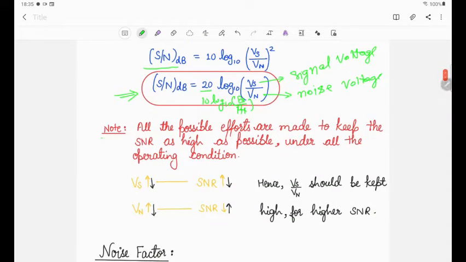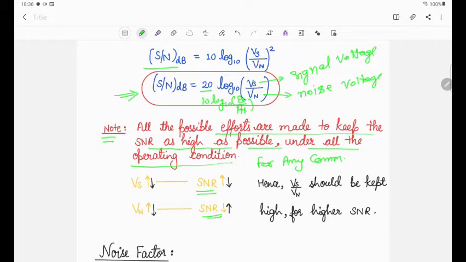One important note here: all possible efforts are made to keep the SNR as high as possible under all circumstances. For any communication, whether mobile communication, satellite communication, or any wireless communication, we must keep the signal to noise ratio as high as possible.